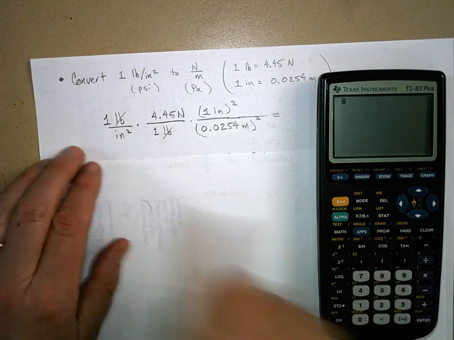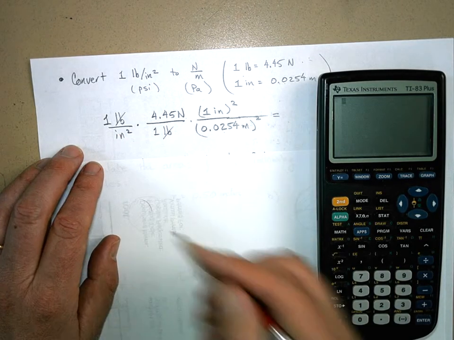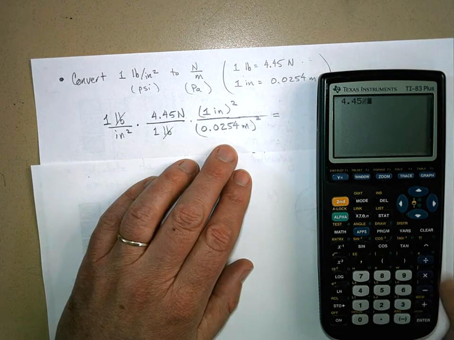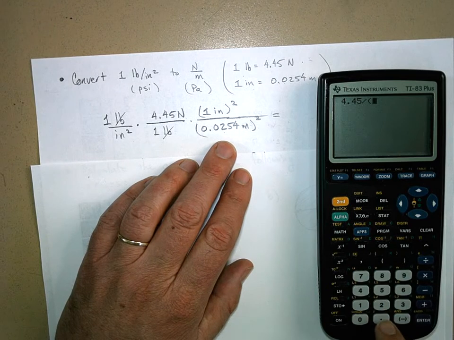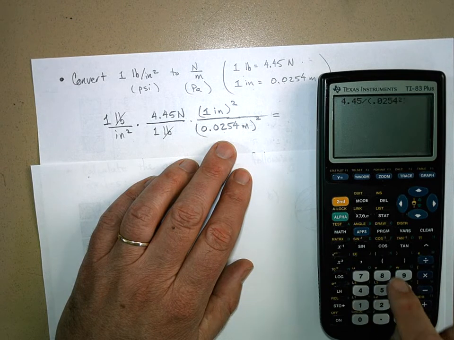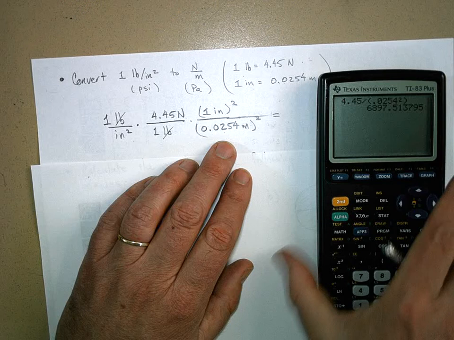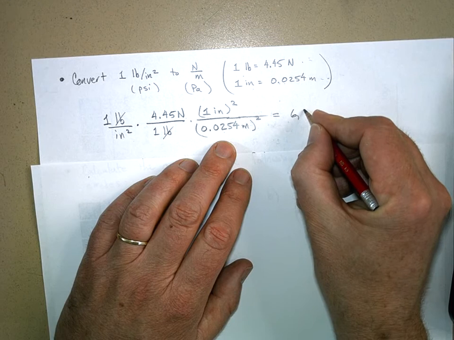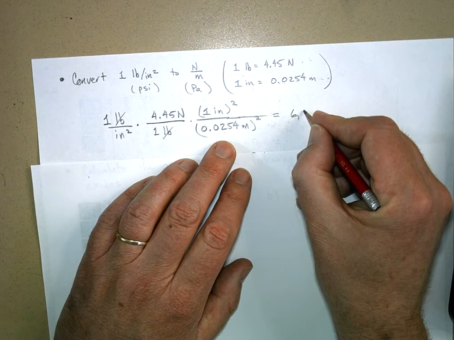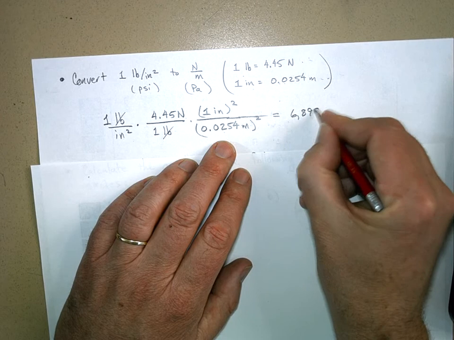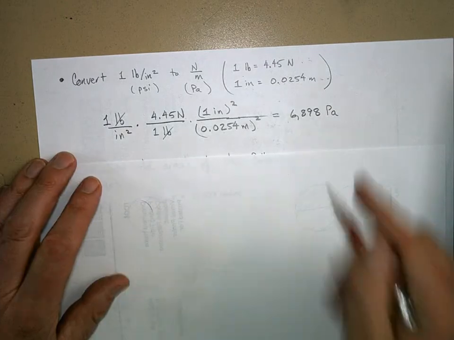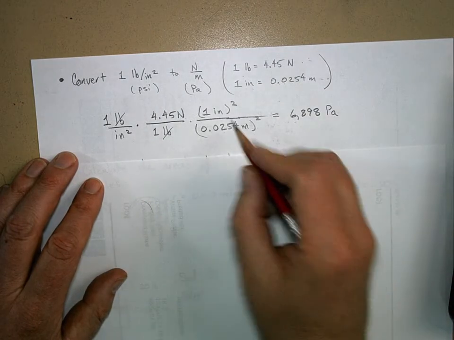We have 1 times 4.45 times 1 is 4.45. And we're going to divide that by 0.0254 squared. And you get an answer of, wow, 6,898 pascals. So 1 pound per square inch, which really isn't that much pressure, is a lot of pascals, or a lot of newtons per square meter.